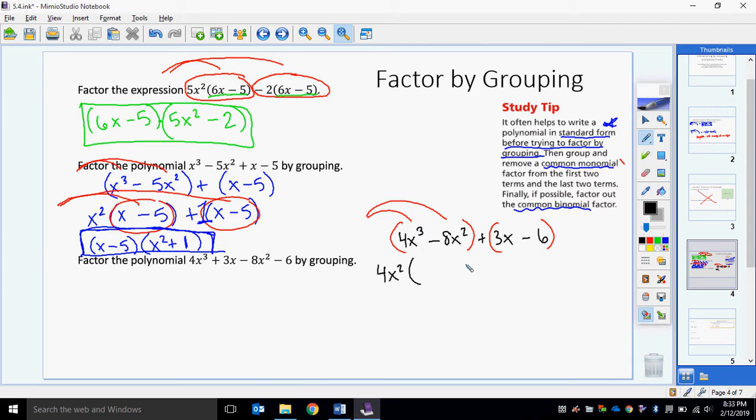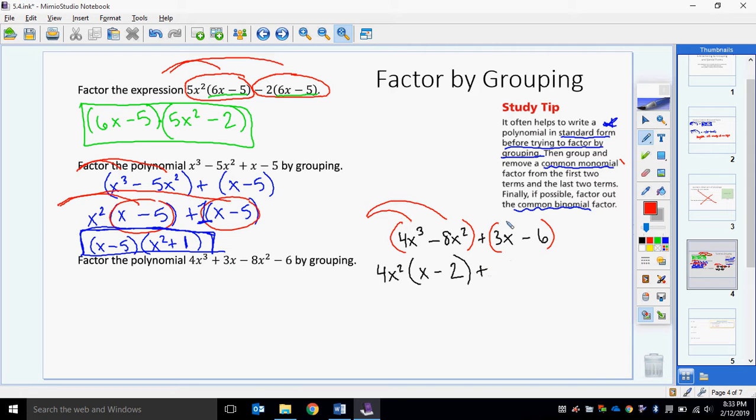And after I do that, what's left from this first binomial? Well, a 4x cubed, take out a 4x squared, I'm left with 1x. And a negative 8x squared, taking out a 4x squared, would leave me with a negative 2. Okay, you're dividing here. A negative 8x squared divided by 4x squared is telling me what's left. Okay, so I took out of there.